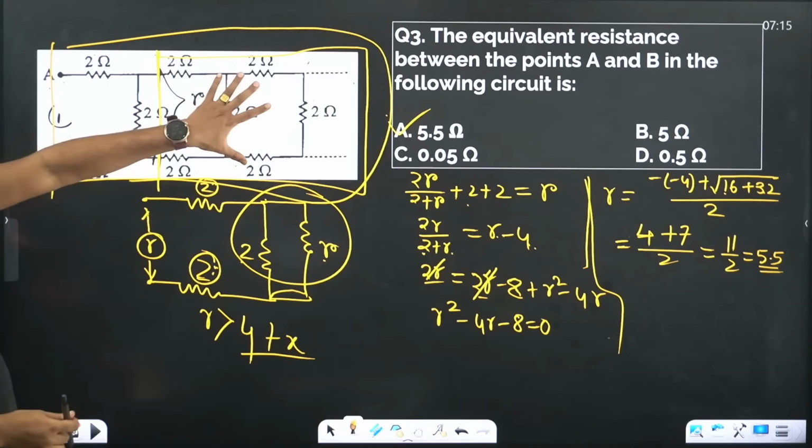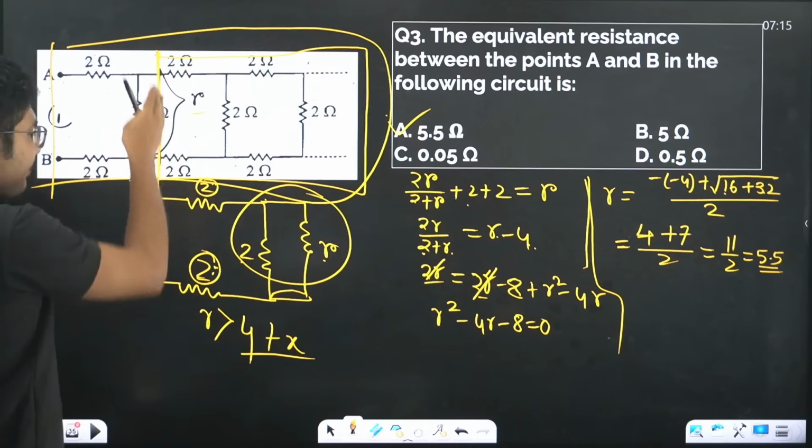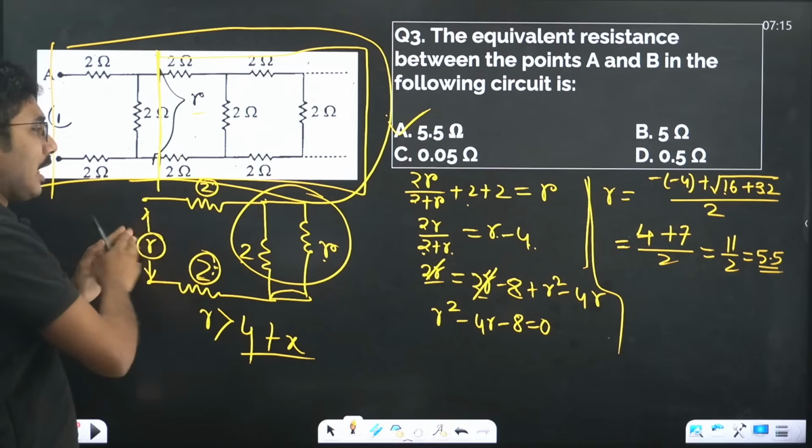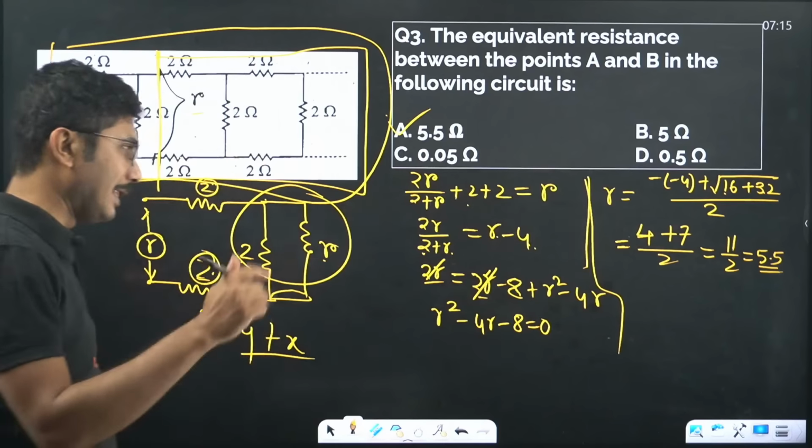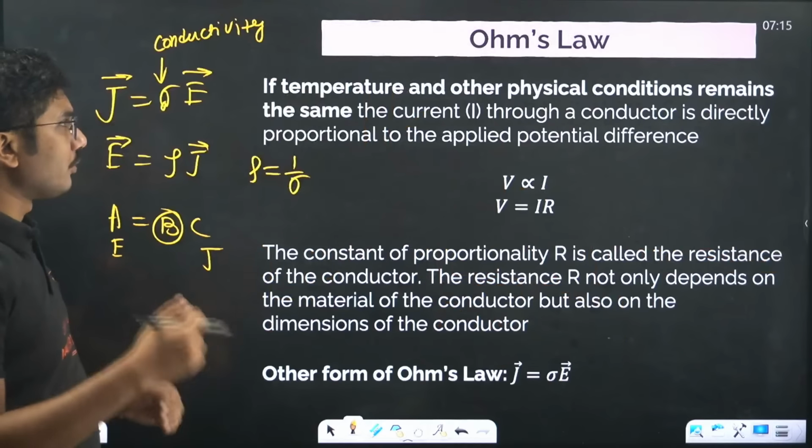Now this subset has resistance R. The superset also has resistance R. Now you find the equivalent resistance and equate it with the same value that you have taken for this portion. There will be a quadratic equation and you have to simplify it. Lengthy question, but you can solve it if you know the process.